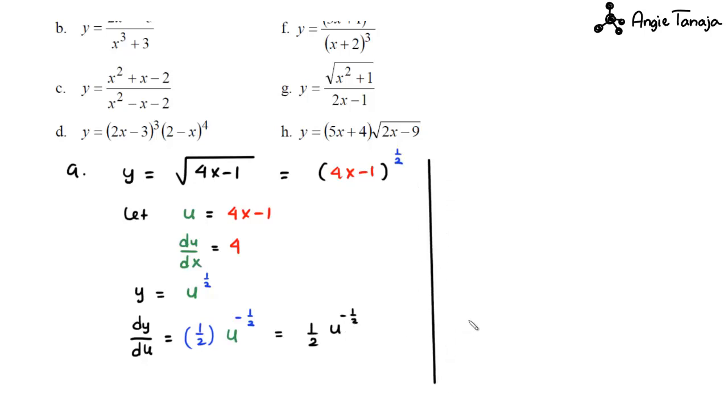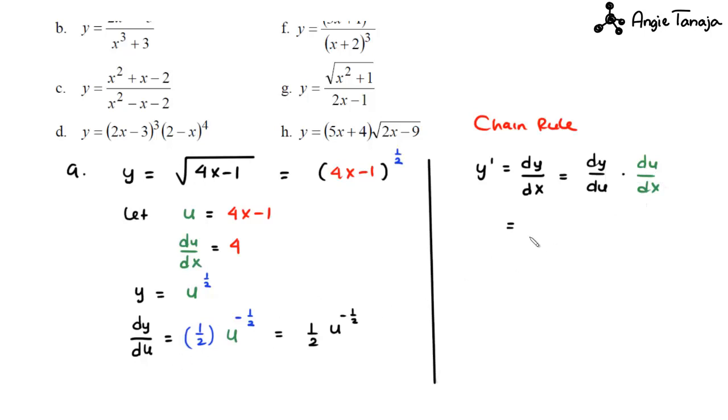But the thing is, the question is y prime. Y prime is the derivative of y with respect to x. But what we have now is just dy over du, right? So we have to times it with du over dx, so that it seems like we cancel the du and it becomes dy over dx. Because the question is dy over dx, we do so-called chain rule. So we do this first and then times with another chain, which is du over dx.